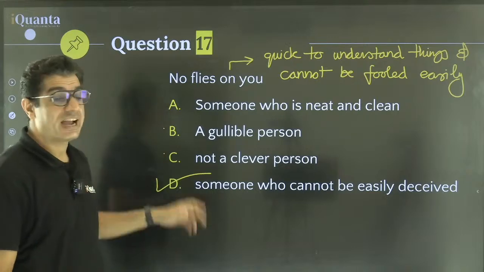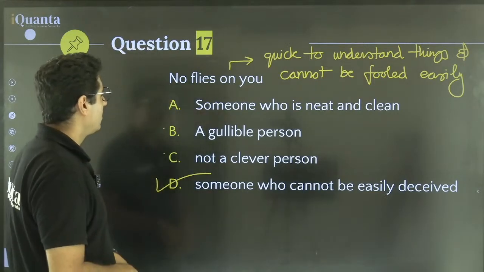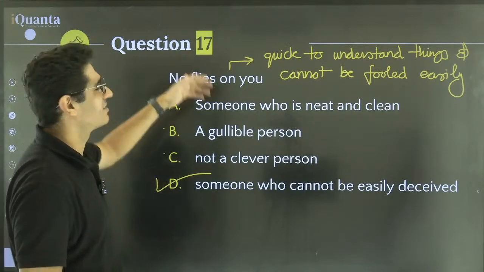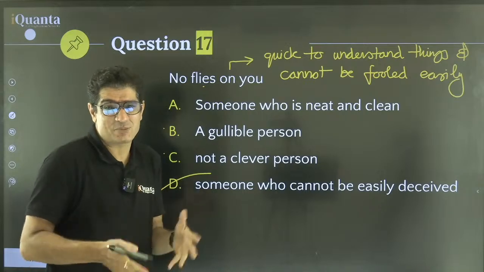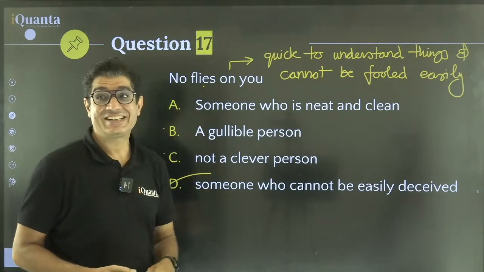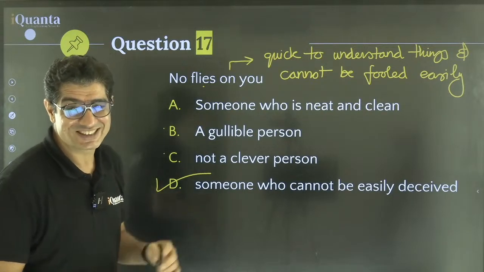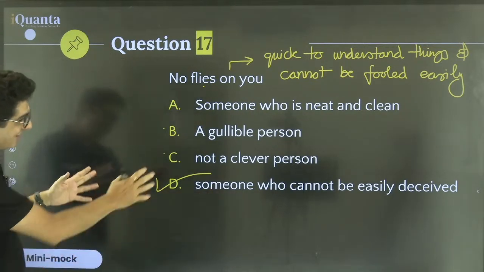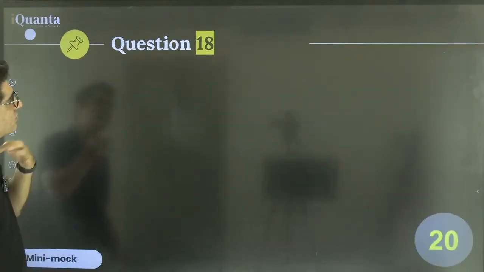B and C actually go on to state the opposite idea, and someone who's neat and clean, I can understand where you're coming from. You looked at no flies, so must be clean, but then idioms may not really be literal, so you know that. So now you know, at least now you know the meaning of this expression, and here is the next one.